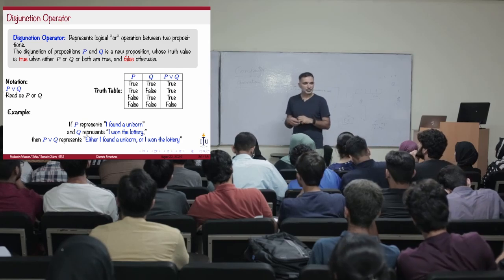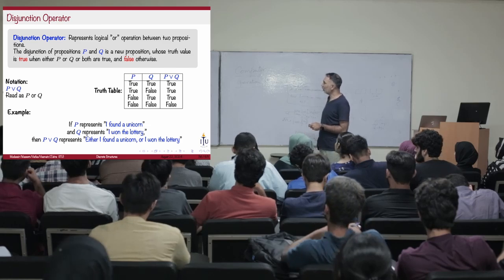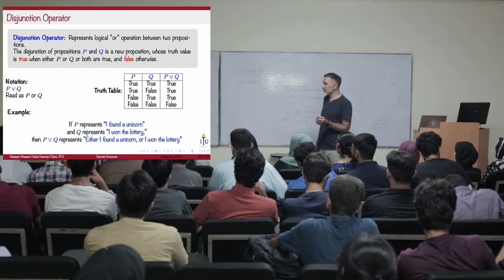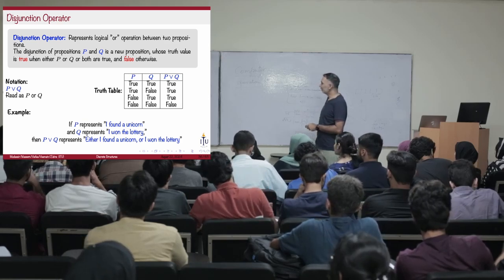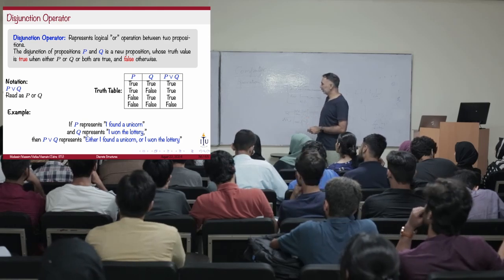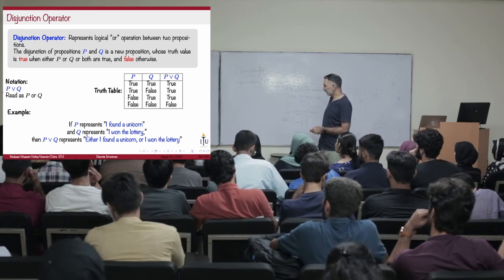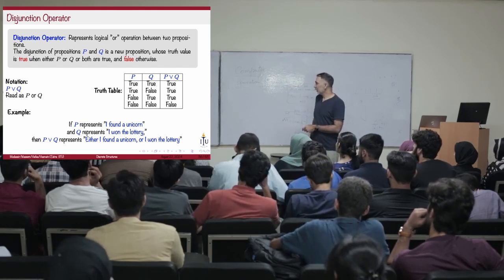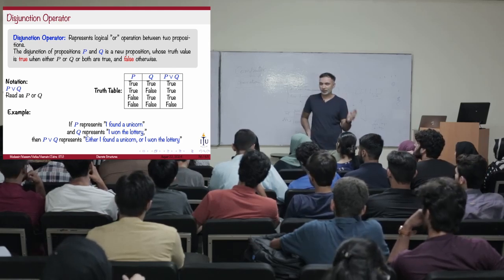We logically have a disjunctive operator as well, the OR operator. An OR operator is true when either of P and Q is true. If P is true or Q is true, then P or Q is true. You invert the AND operator to get the logical OR operator, and here's an example. If P represents I found a unicorn and Q represents I won the lottery, then P or Q says that either I found a unicorn or I won the lottery. Are we good? Okay, moving on.